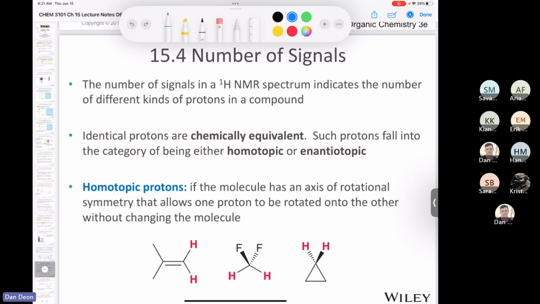And sometimes in compounds, we have protons that are chemically equivalent. And when you have protons that are chemically equivalent, they fall into one of two categories. They can either be homotopic or enantiotopic. And so now what we're going to cover is homotopic and enantiotopic protons and how to identify them. So the first one is homotopic. It says if a molecule has an axis of rotational symmetry that allows one proton to be rotated onto the other proton without changing the molecule, we say that they're homotopic.